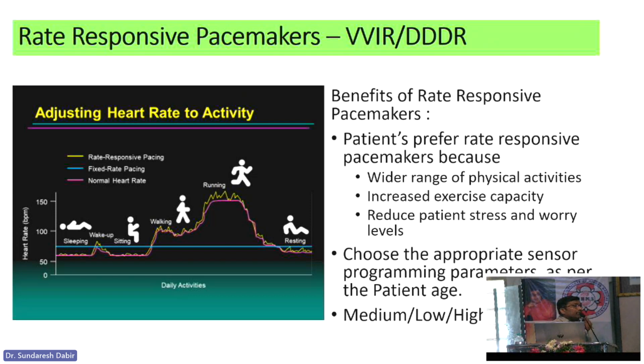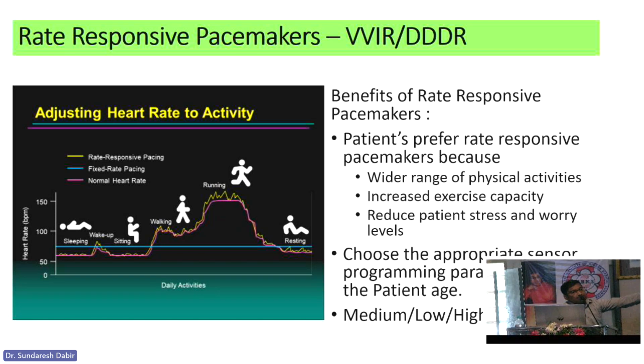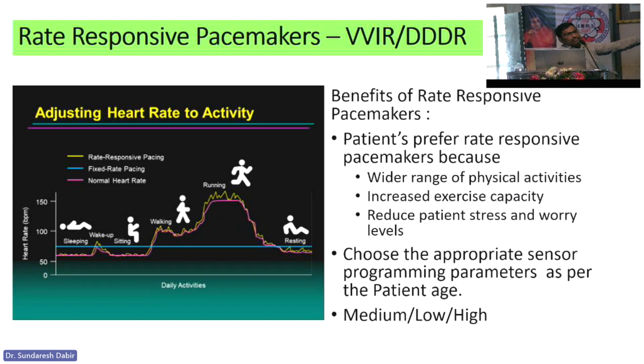It's one button, but make sure you select the right parameters as per the patient's age criteria. You need to understand the patient's history and activity level, and accordingly choose the parameters, medium, low, high. All the parameters we need to choose very carefully. Then only it will support him as needed. Whenever he demands a rate, the pacemaker will support as you program the base rate, right?